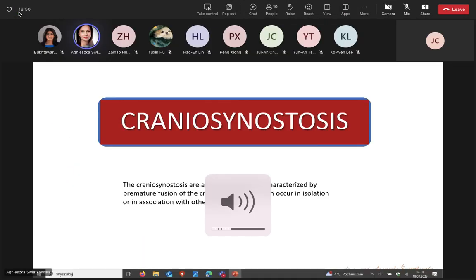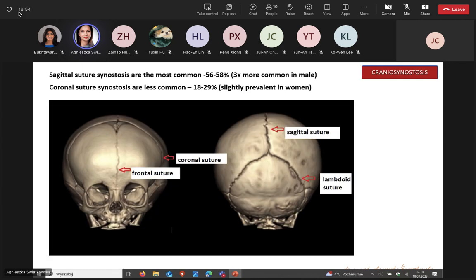Cranial sutures synostosis can occur in isolation or in association with other anomalies. And here you can see different kinds of suture. The most common are sagittal suture synostosis. Here you can see the sagittal suture synostosis is 3 times more common in the group of male. Coronal suture synostosis are less common.